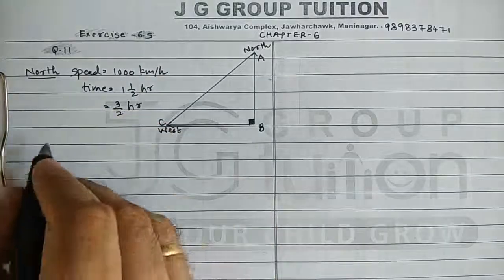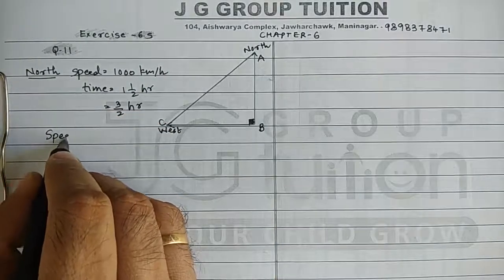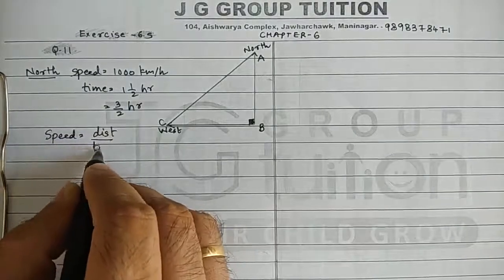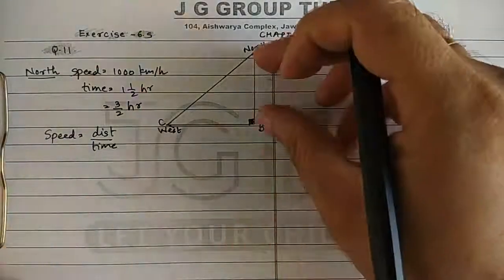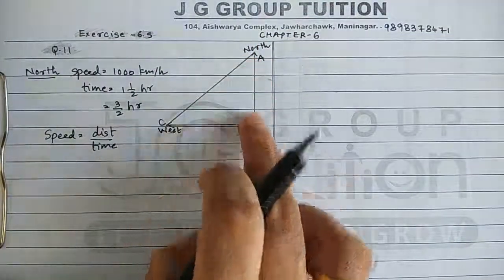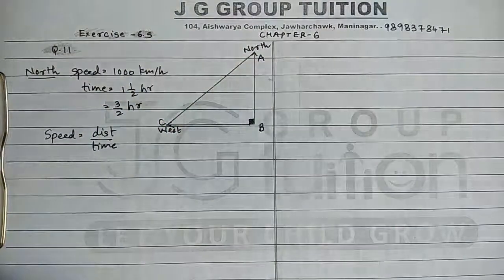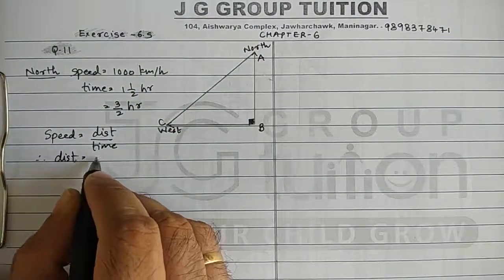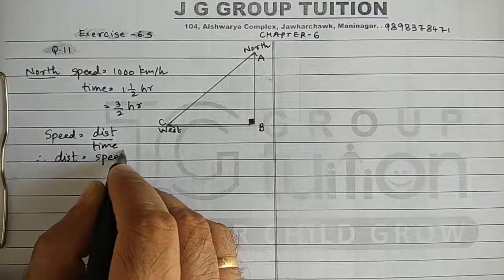As we have the formula of speed, that speed is distance upon time. As I told you earlier, this is the distance we'll obtain, and by using Pythagoras we'll obtain AC. So if I make distance the subject, distance can be written as speed into time.